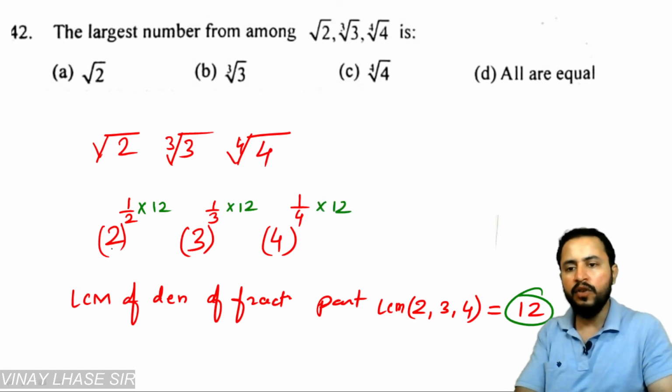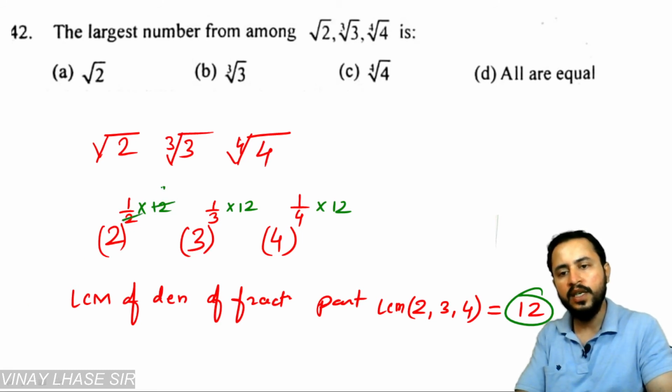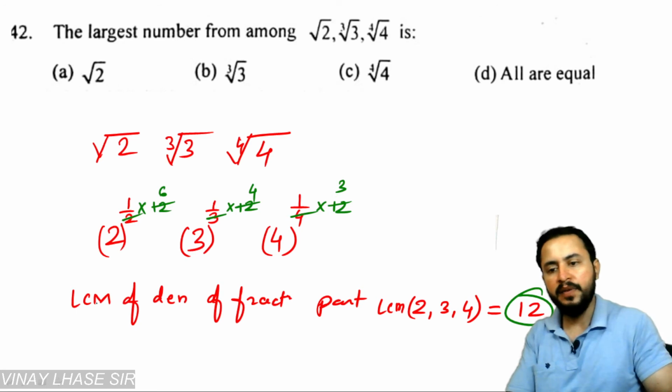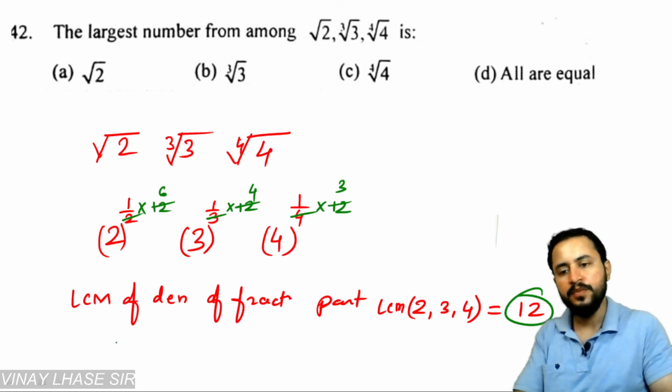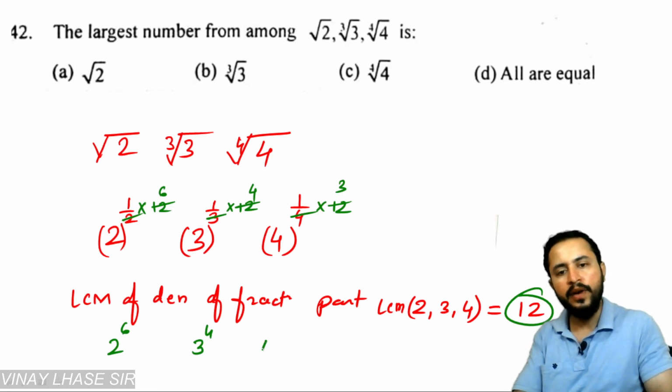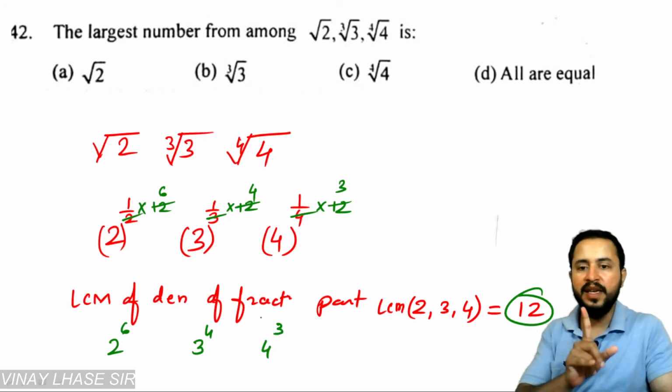Right? Multiplying by 12, what will happen? Finally, look, 2 ones are 2 and 2 sixes are 12, this is cancelled. 3 ones are 3, 3 fours are 12, cancel. And 4 ones are 4, 4 threes are 12, cancel. Now the numbers left with us are 2 raised to 6, 3 raised to 4, and finally 4 raised to 3. Which is the bigger, they are asking.